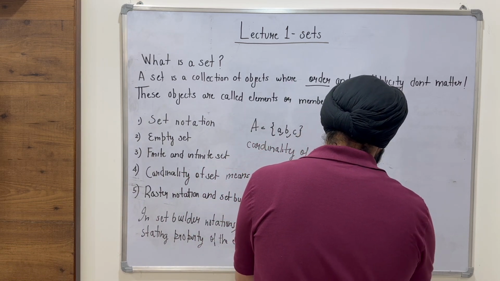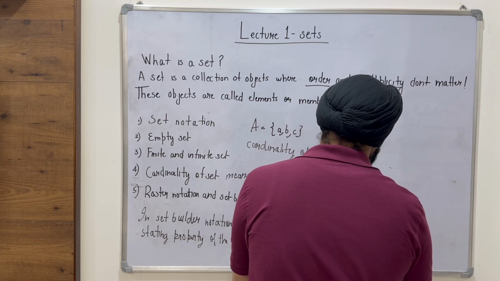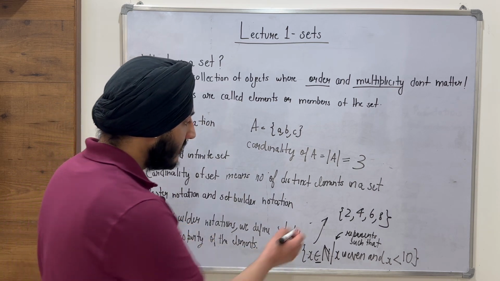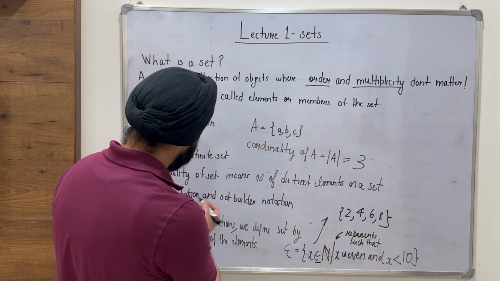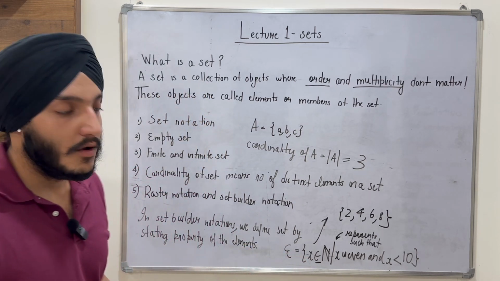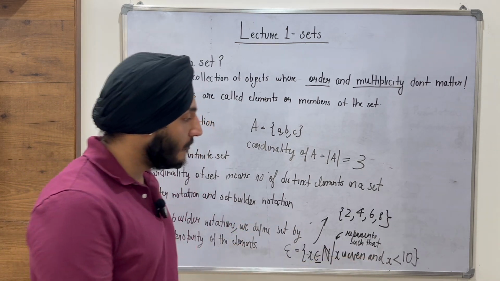All even numbers less than 10 would be 2, 4, 6, and 8, right? This is what E represents, but this over here would be the roster notation of it, and this over here would be the set builder notation of it, which is providing the property of how we write it down, right? I hope this makes sense.